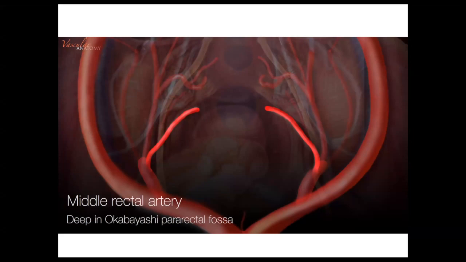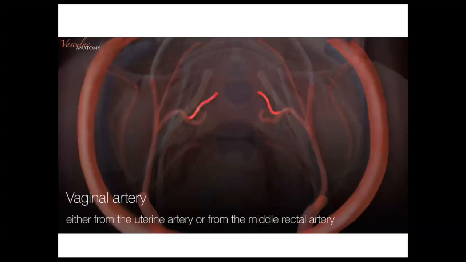Okay, then again, you're looking at the middle rectal artery. It's not an artery that we usually see, but if you are dissecting on the uterosacral ligament, it lies slightly medial to it, go down. It usually branches from the internal iliac artery. So sometimes it will come from this branch itself, and it is deep in the Okabayashi space, which I will tell you later. So the vaginal artery can come from this middle rectal artery. It can come from the uterine artery. So it is not something that is constant.